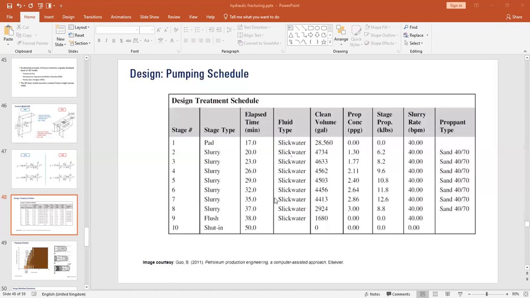And what type of fluid are you going to use? Are we okay with that? What is the proppant concentration? What's the slurry rate? At what rate are you going to do the pumping? And what is the proppant type? So this is actually a picture of how the design looks like.